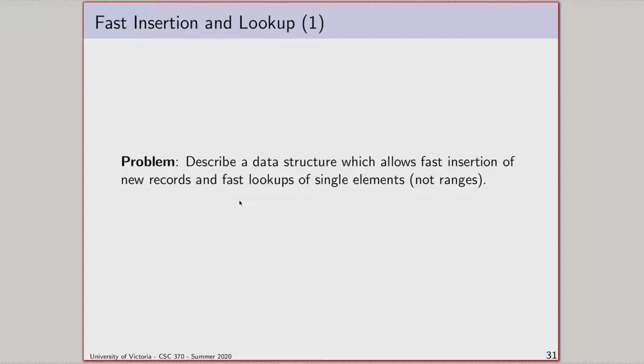So I would like to search for particular values quickly. So describe a data structure, and this is review. Describe a data structure that allows fast insertion of new records and fast lookups of single elements, not range queries, just single elements. For example, in this database of students, give me the record for the student with this student number. And then tell me if it's not there, basically. So a fast lookup. And then I want to also quickly insert elements.